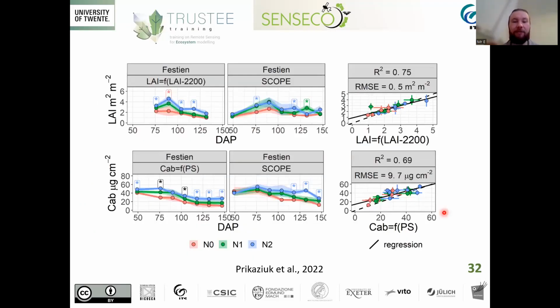And these are the results we came up with just for one plot, one variety. Leaf area index measured had this trend, retrieved had that trend. They matched quite well. The chlorophyll content was going down, and it was going down also based on reflectance, and it was also correlating with the true measurements.